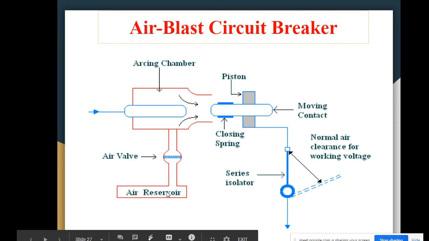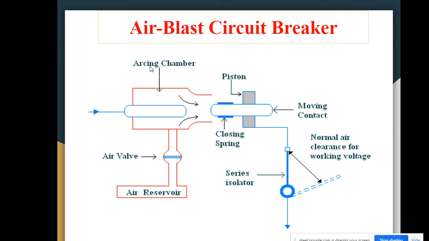Is my pointer visible? Yes, sir. This is the air reservoir. This is the chamber. This is the air valve part. Air valve is the key part, and this is the chamber, and this is the moving contact. This is the fixed contacts, right? This is the spring action.